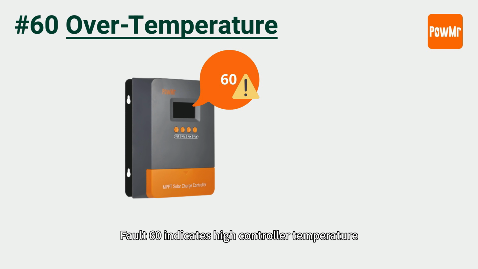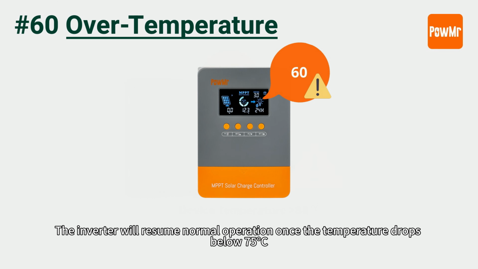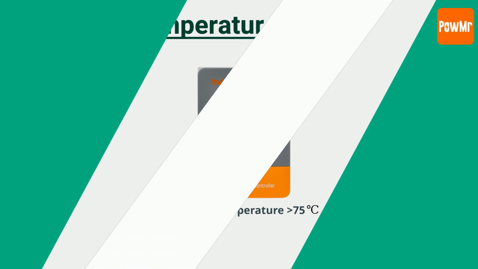Code 60 indicates high controller temperature. When the controller temperature exceeds 80 degrees Celsius, it will automatically stop charging and discharging. The controller will resume normal operation once the temperature drops below 75 degrees Celsius.